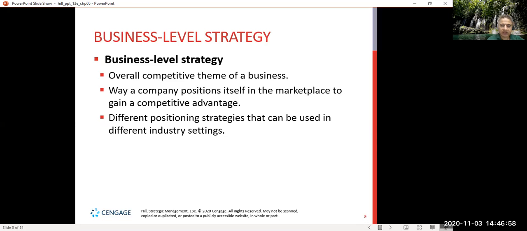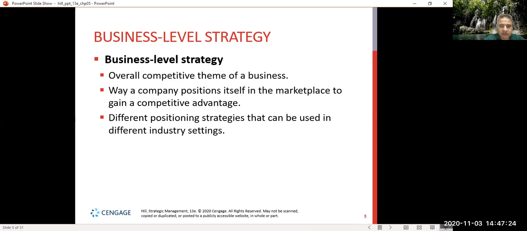So the main things are: first, to whom they are serving, what the customer segments are; what needs and desires of the customer are being served; and how the company desires to satisfy those needs and desires. So it is very relevant to the definition of the mission statement, which we discussed in the first chapter.